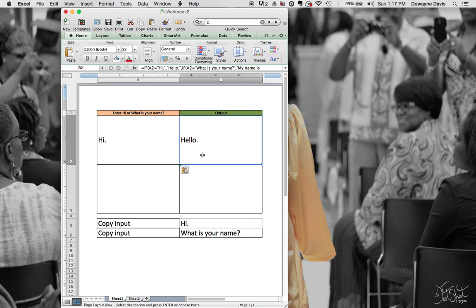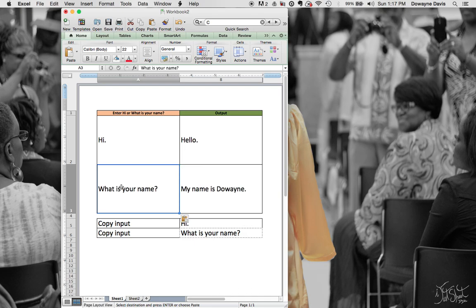And automatically, I've programmed Excel so that if I say hi, it responds and says hello. Next, I'm going to copy the second input, "What is your name?", and put that in the second input box, and let's see what output I get. What is your name? My name is Dwayne. Well, I could have also typed this in as well.